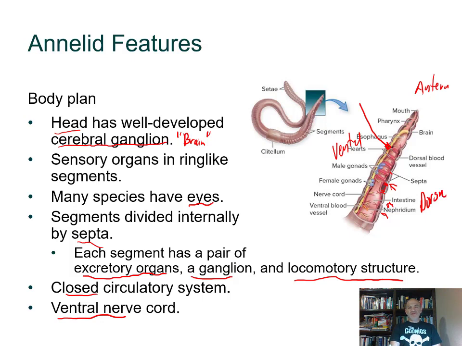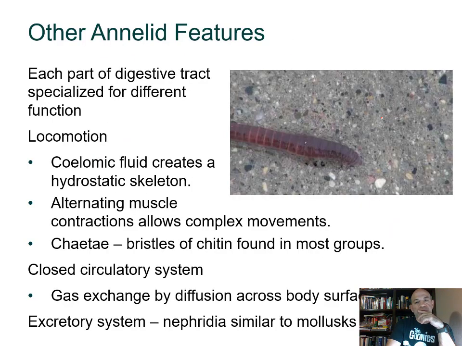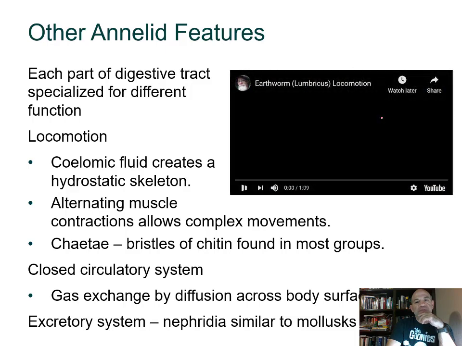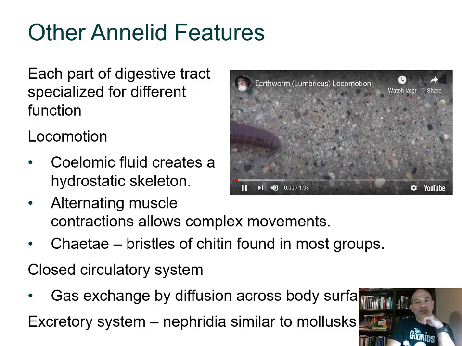They have a ventral nerve cord, but they have a dorsal and a ventral blood vessel. They have ring-like structures that connect the two vessels, and they're sometimes referred to as hearts, but they don't really provide a lot of force for moving the blood within those vessels. There are other mechanisms for doing that. Here I have a video of an earthworm actually moving, and that's something you're supposed to do in lab: study their motion.